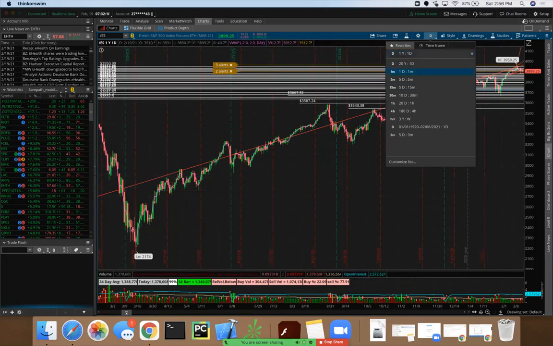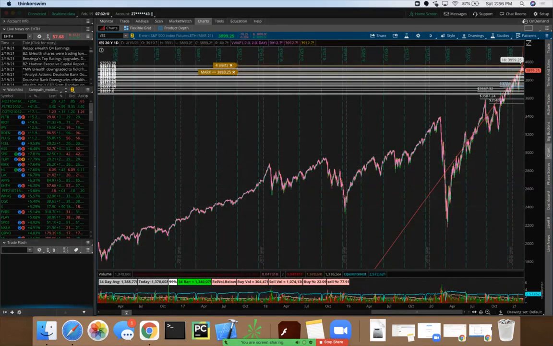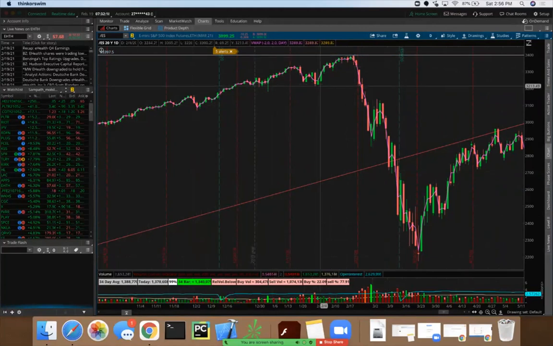So this is 1 year, 1 day. Let's take a look at the 20-year 1 day and see what happens between March 16th and 19th, the market crash. The price was going up without any pullbacks, only small pullbacks happened. One big pullback was expected. What happened? It couldn't sustain the support level. It broke down.